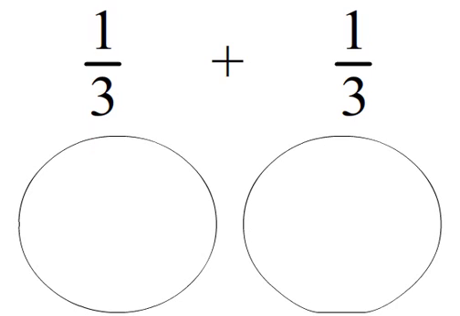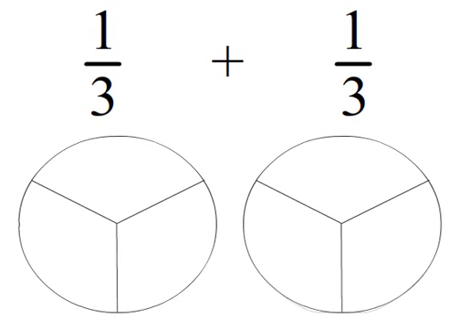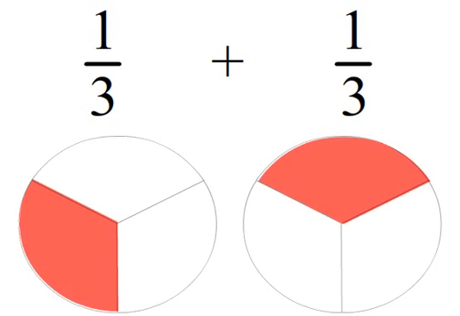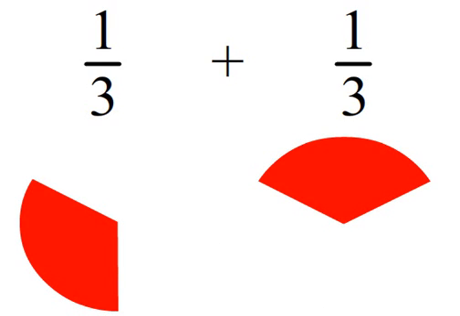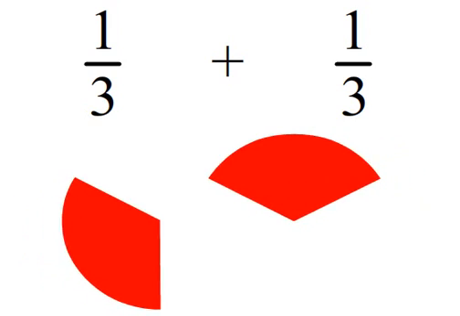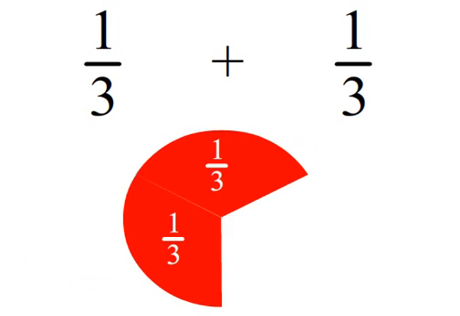Remember our circles from before? Just cut each one into 3 equal parts and take 1 piece from each. These are our 2 fractions. Simply put them together and count them. Each one is 1/3 of a circle, and there are 2, so together they equal 2/3.